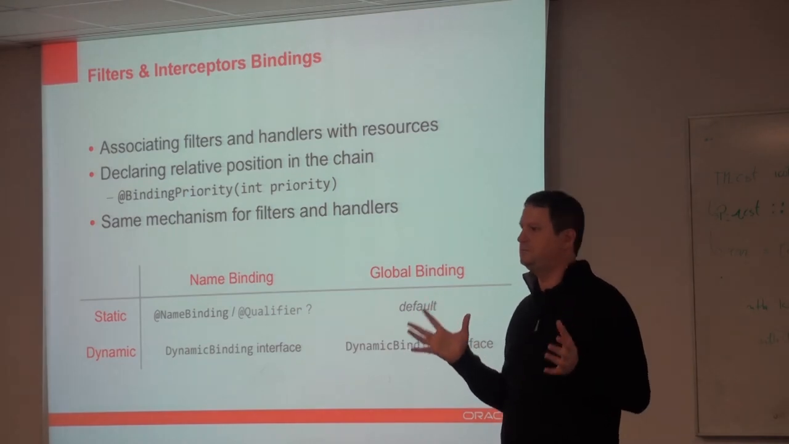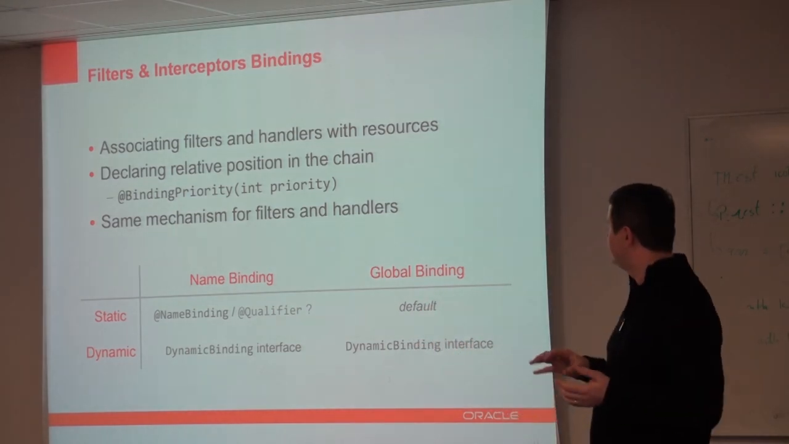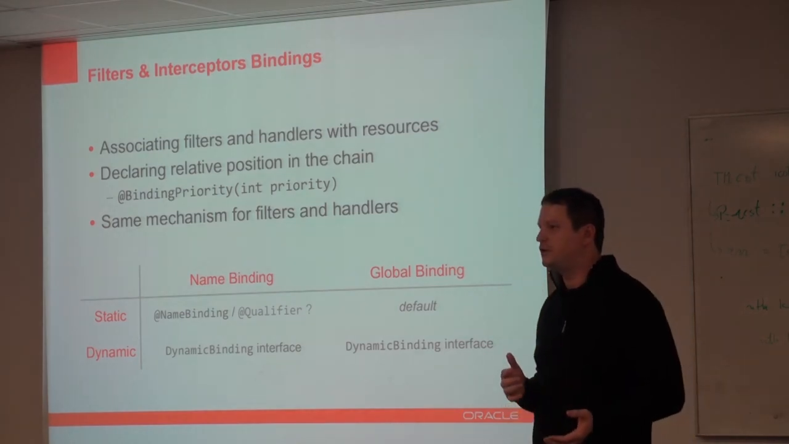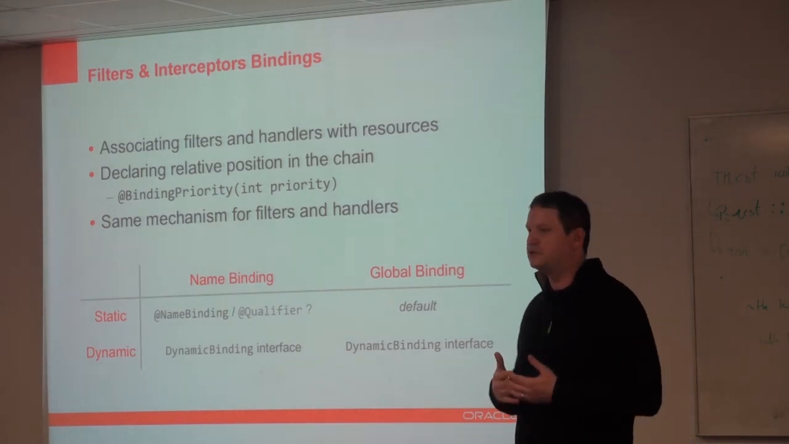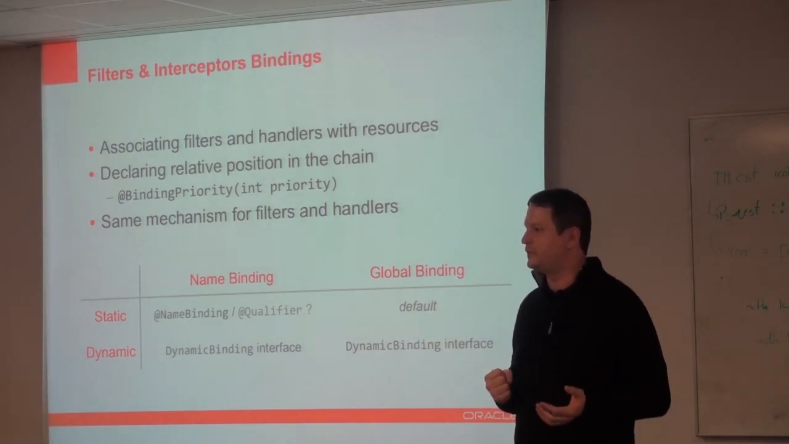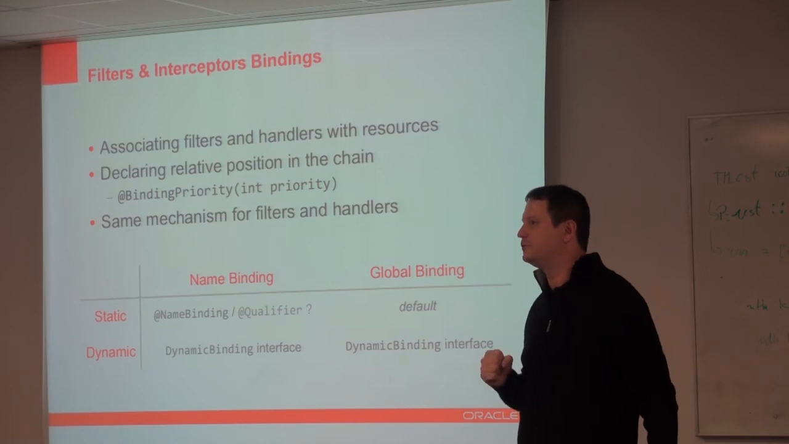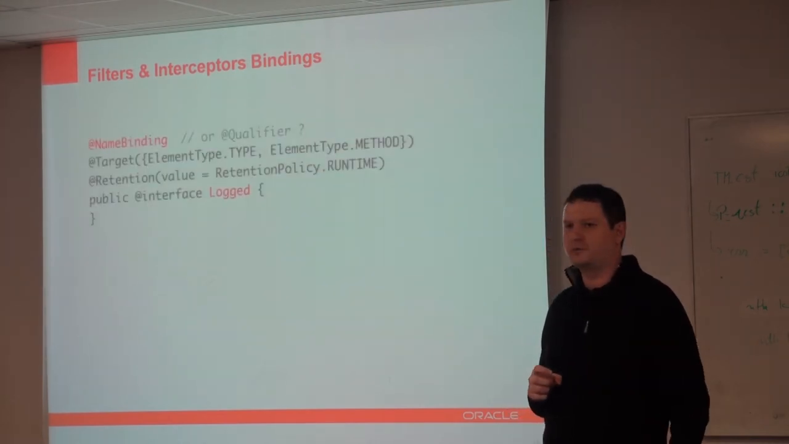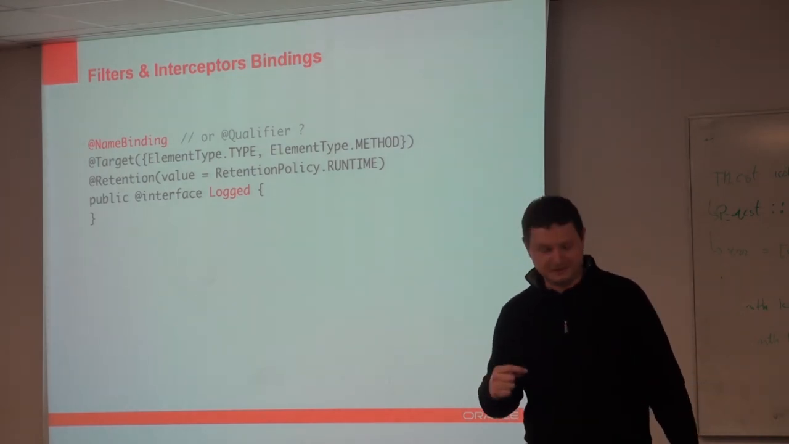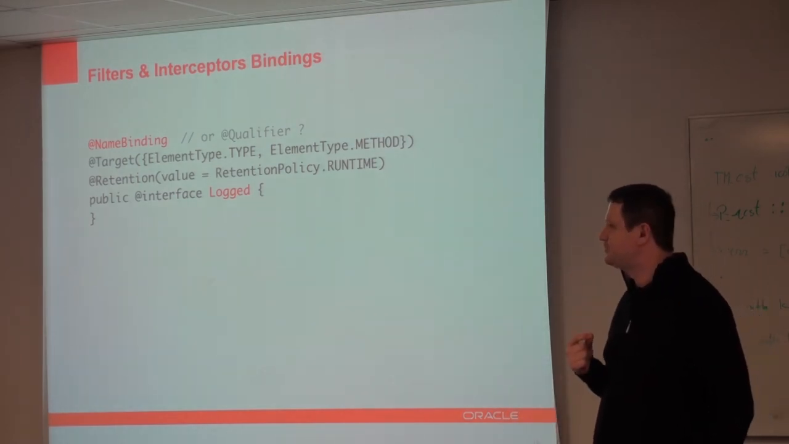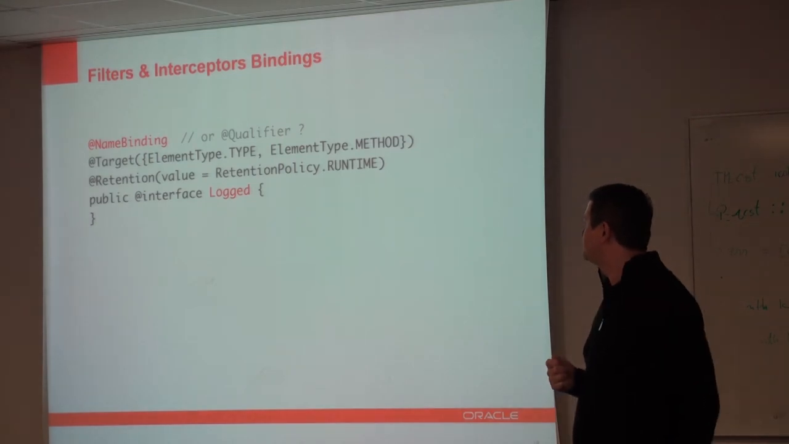Yes, no, maybe. If you were to tell me, what would you choose? Create a new annotation for the binding, or would you want me to pick the existing one from JSR 330, even if we don't provide full JSR 330 support? Any comment on that? It's a hard decision, but after the tutorial, you can come to me and tell me what you think about this.